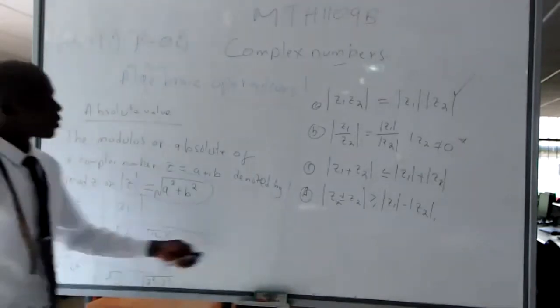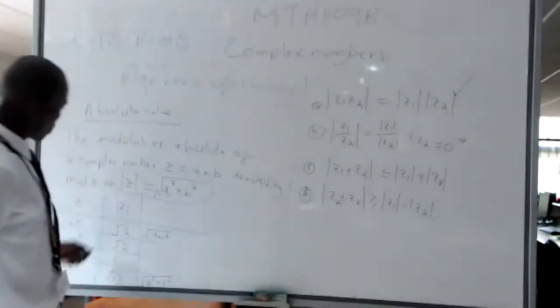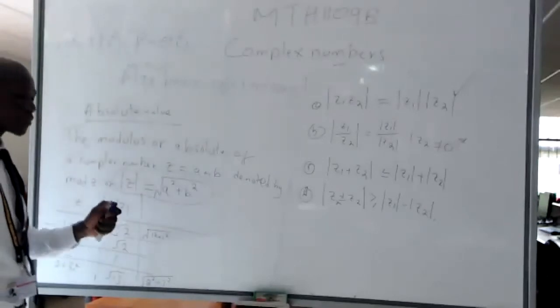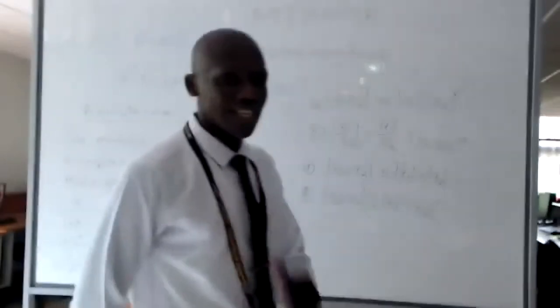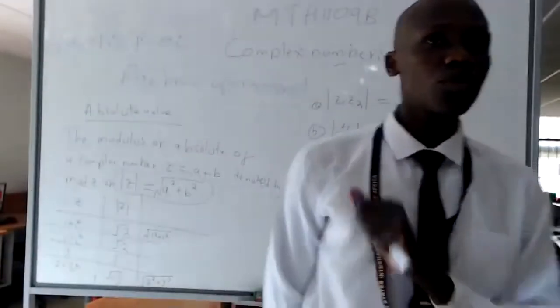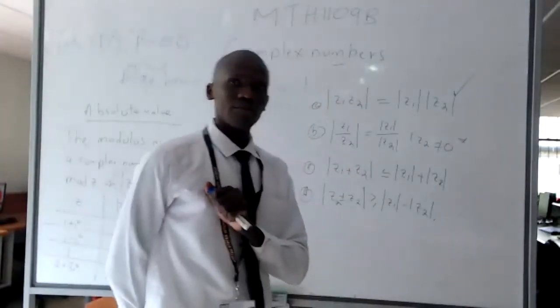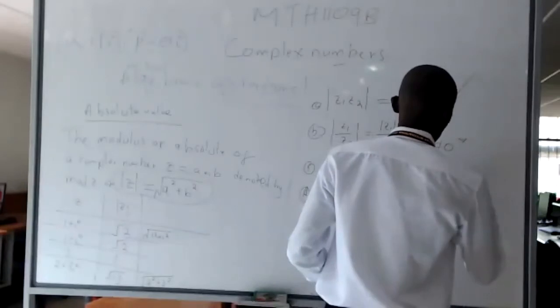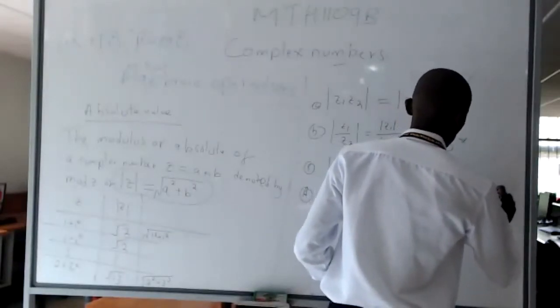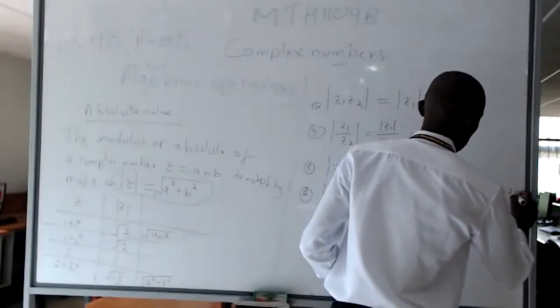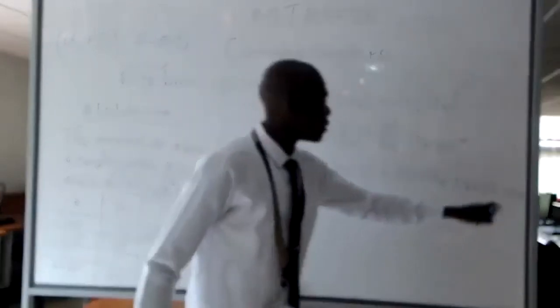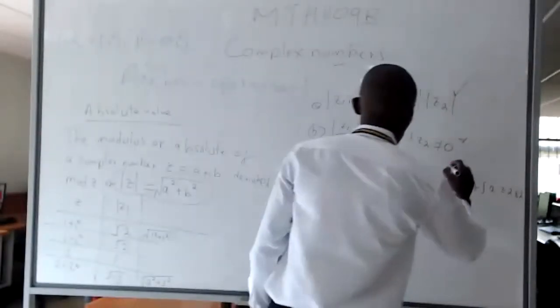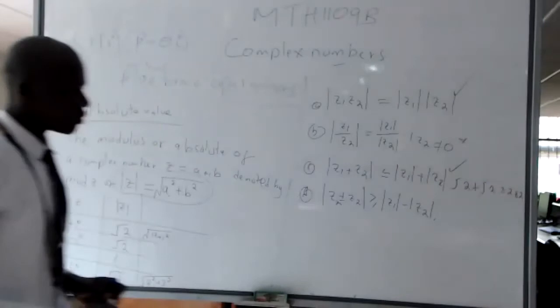How about now the sum of the absolute values? So this is square root of 2 plus square root of 2. Is it true that 2 is less than square root of 2 plus square root of 2? That's true because square root of 2 plus square root of 2 is approximately 2.82 something. This is a number which is bigger than 2. So this is also true.